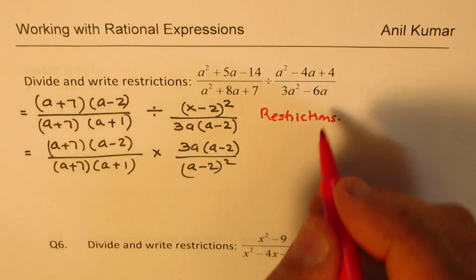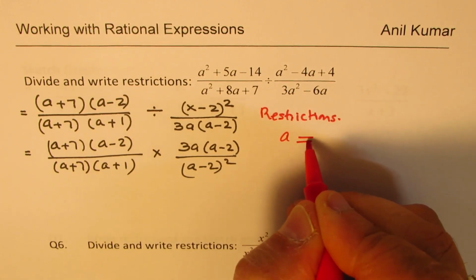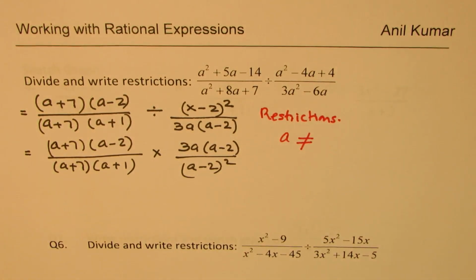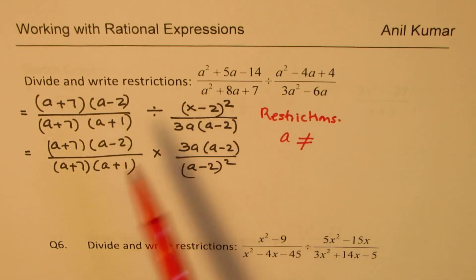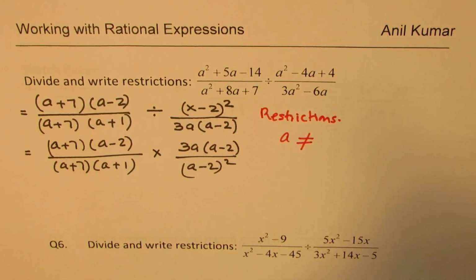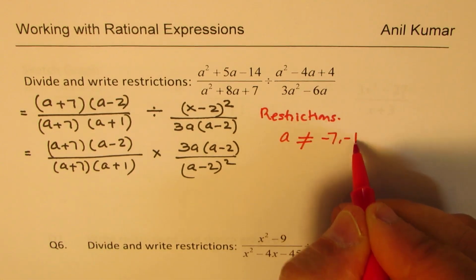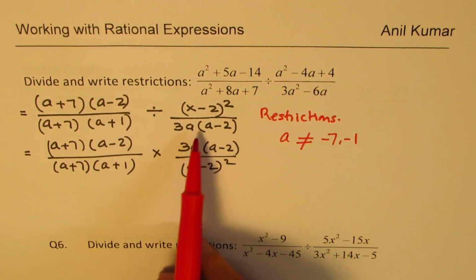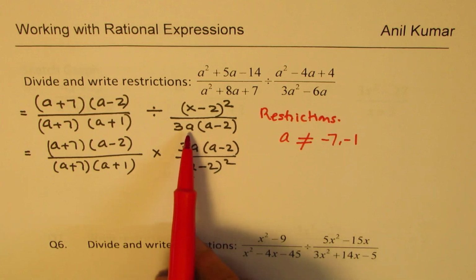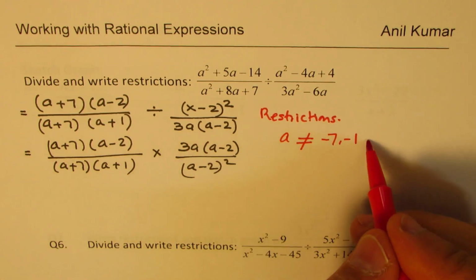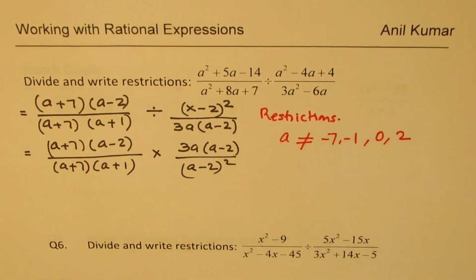What values can a not take? So a is not equal to what? When you begin with the first term, these values are forbidden. You cannot have 0 in the denominator, so minus 7 and minus 1. When you look into this, these are not allowed. A cannot be 0 or 2. So we get 0 or plus 2.